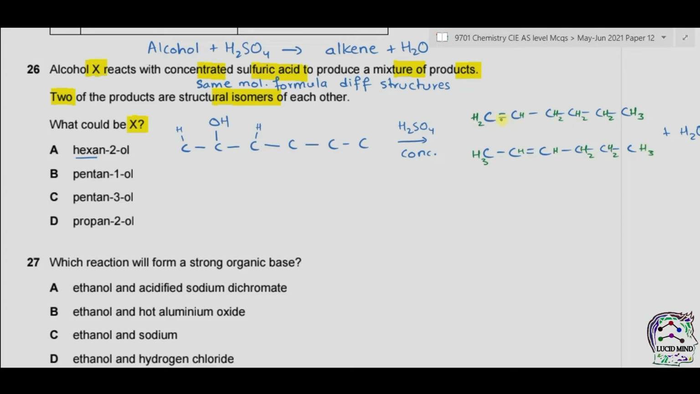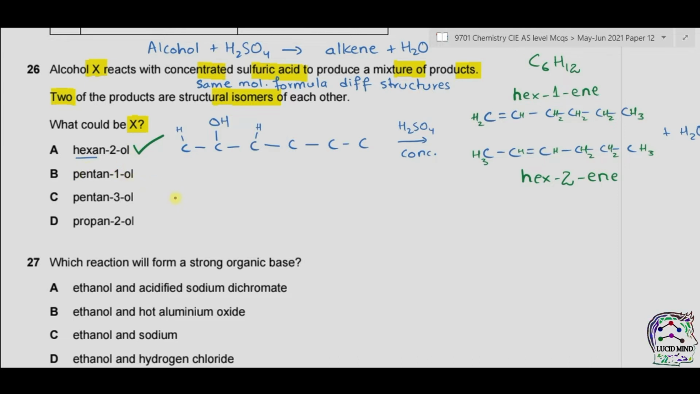Our first product is an alkene, as the double bond is between the first and second carbon atom, so it is hex 1-ene. While in the second product we have a double bond between the second and third carbon atom, so it is hex 2-ene. Both the products have the same molecular formula C6H12, and the structures are different as the position of the double bond has changed. So they are structural isomers of each other, therefore A could be the correct answer.